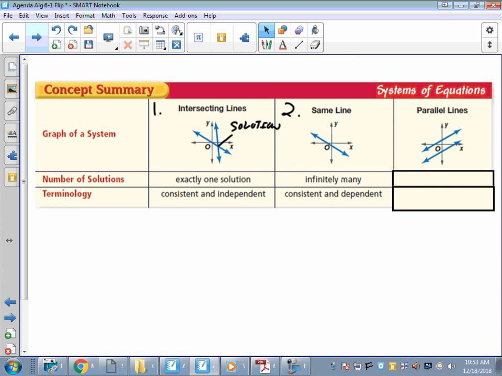And our last one, our third example you might see, are parallel lines. If you remember back from a few chapters ago, parallel lines have the same slope, and so they'll never cross. So if they never cross, they'll have no solution. And we can feel free to use our no solution symbol. And our terminology here is inconsistent. So those are what you're going to have. You're either going to have one solution, infinitely many solutions, or no solutions based on how many times it crosses, how many intersection points there are.